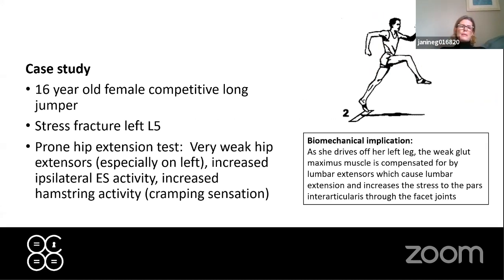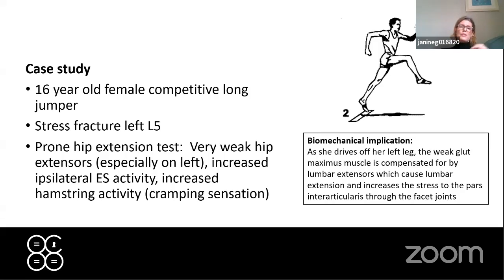This was a 16-year-old female competitive long jumper. In fact, she did triple jump as one of her main events. And she had come to us with a stress fracture on the left L5. And when we assessed her using the prone hip extension test, she had very, very weak hip extensors. She had massively increased ipsilateral erector spinae activity with a massive anterior tilt. And she had a cramping sensation in her hamstring when we got her to do the prone hip extension test. And she said she often complained of cramping in her hamstring. And this biomechanically makes a lot of sense.